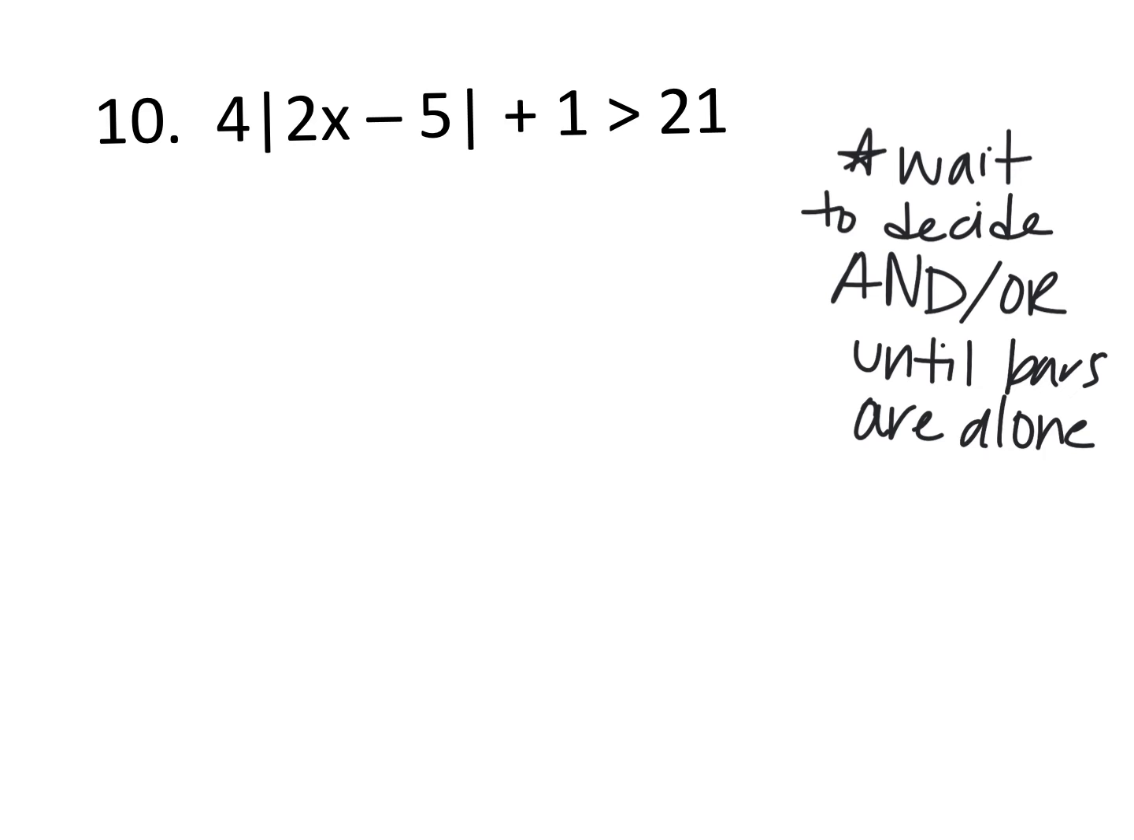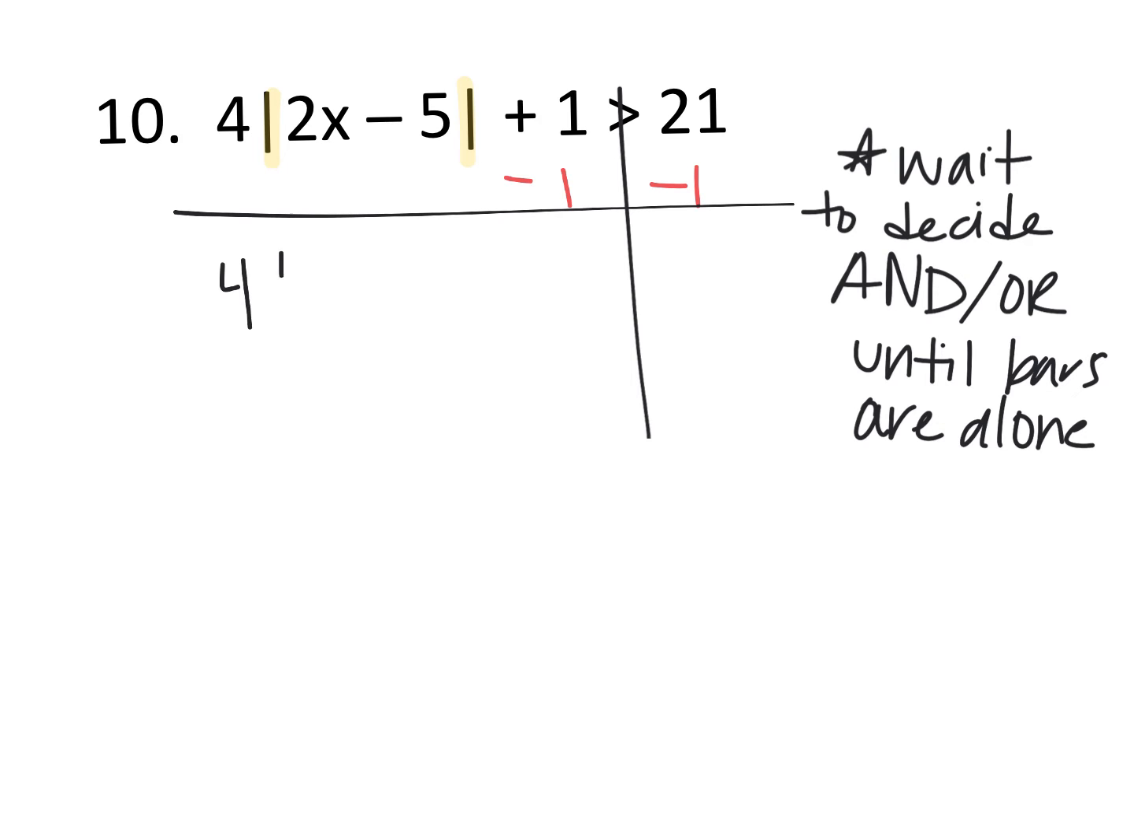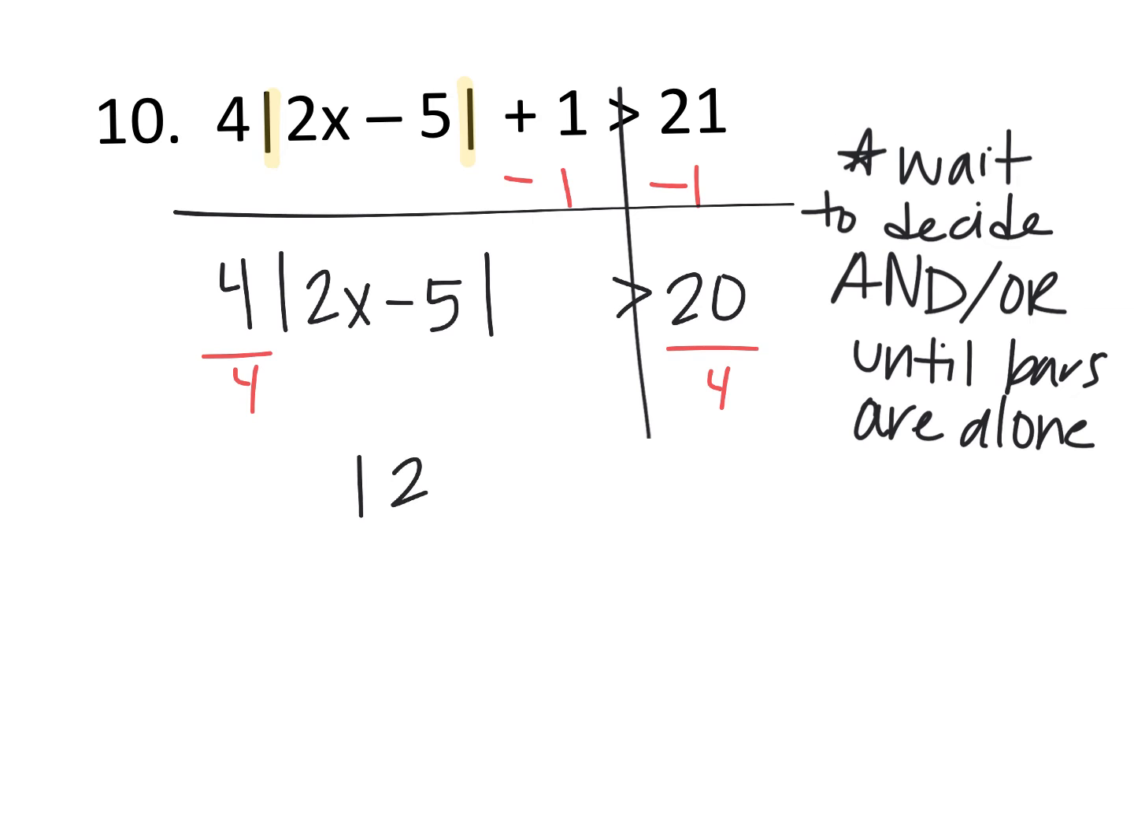All right, I see +1, so Cadence, what should I do? And our bars were not alone because of the 1 and the 4. So we'll subtract 1 like Cadence said. And get 4 times the absolute value of 2x minus 5 is greater than 20. Okay? The 4 in front. Victoria, what should I do? So then the absolute value of 2x minus 5 is greater than 5.